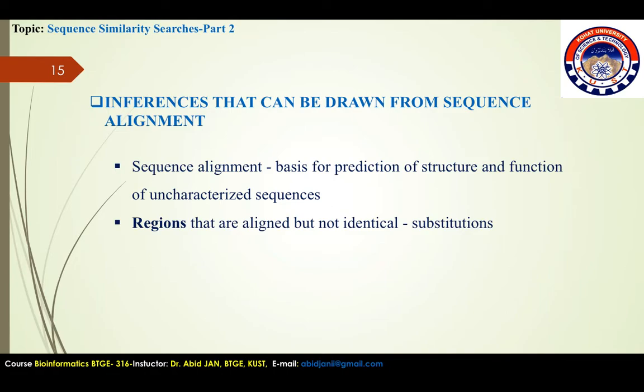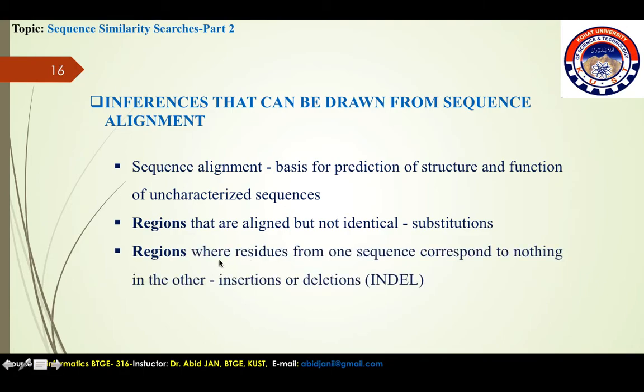When a sequence alignment is generated correctly, it reflects the evolutionary relationship of the two sequences. Regions that are aligned but not identical represent substitutions. Regions where residues from one sequence correspond to nothing in the other represent insertions or deletions that have taken place on one of the sequences during evolution.